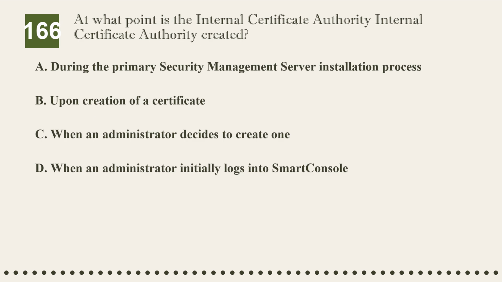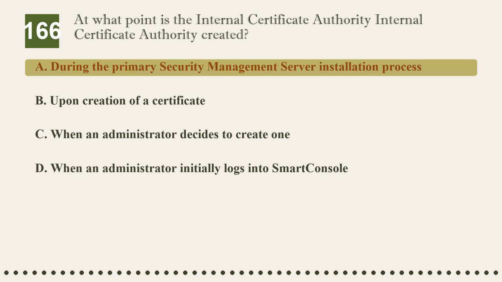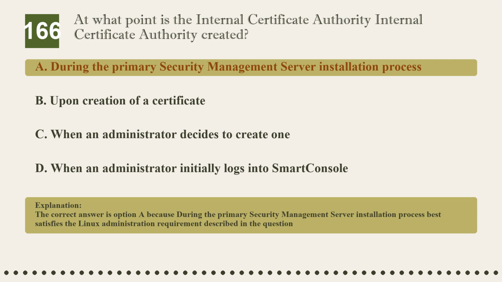Question 166. At what point is the internal certificate authority created? Option A, during the primary security management server installation process. Option B, upon creation of a certificate. Option C, when an administrator decides to create one. Option D, when an administrator initially logs into SmartConsole. The correct answer is option A, during the primary security management server installation process, because it best satisfies the Linux administration requirement described in the question.